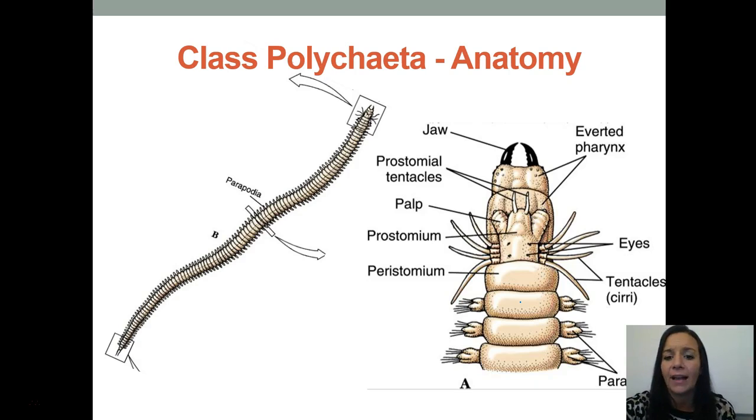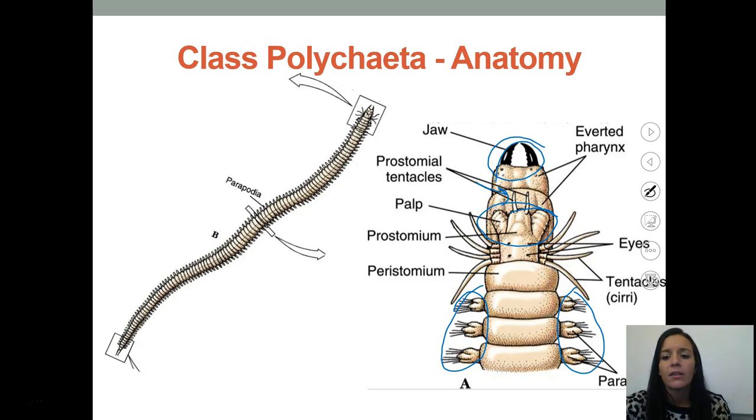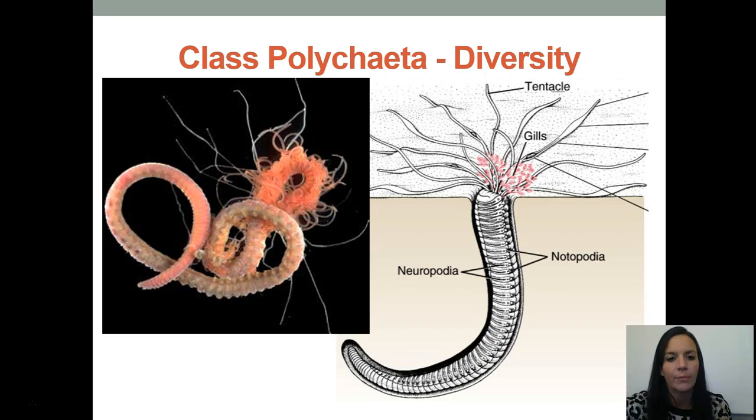So here's a look at the external anatomy. As you can see, the parapodia are here on the sides, which I mentioned. We have the palps here, some tentacles. You can see their advanced jaws. This is all going to help them be successful while living in a tube and still coming out to feed.